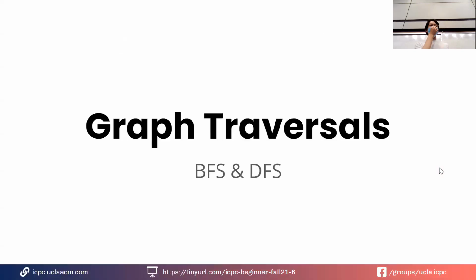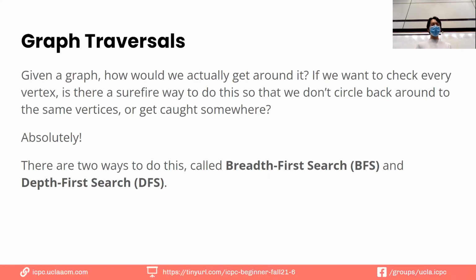So now that we're done talking about graphs, we can move on to graph traversals. How do we go through these graphs and look for paths or cycles or whatever we're looking for? The 2 main ways of doing that are BFS and DFS. These are acronyms. The 2 ways to do it are breadth first search and depth first search.